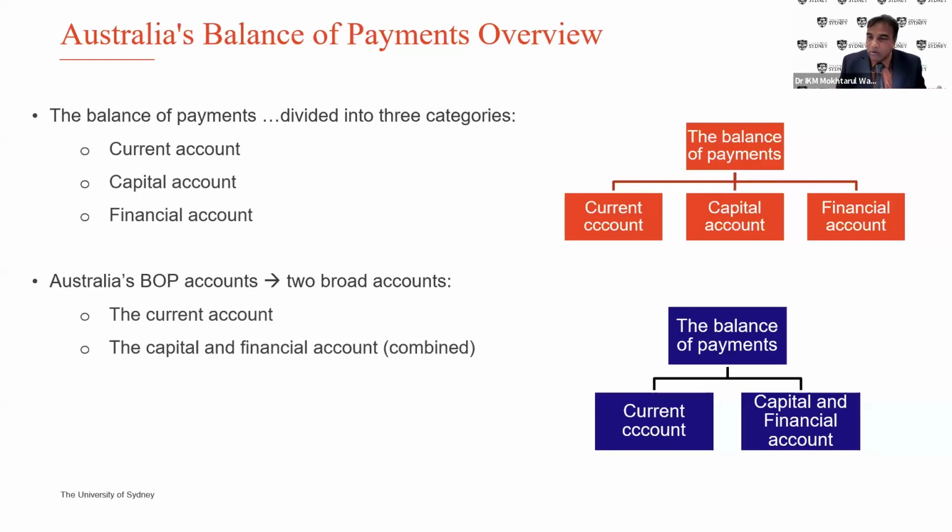Firstly, we talk about the current account, because the current account is about export and import trade. We just discussed what trade is and how trade takes place on the basis of comparative advantage. Now we look at the basic default split of the balance of payments account. The default split is 3: current account, capital account, and financial account. However, for Australia, there is a slight change here. We have the balance of payments divided into 2 distinct categories: one is the current account, the other is the capital and financial account.